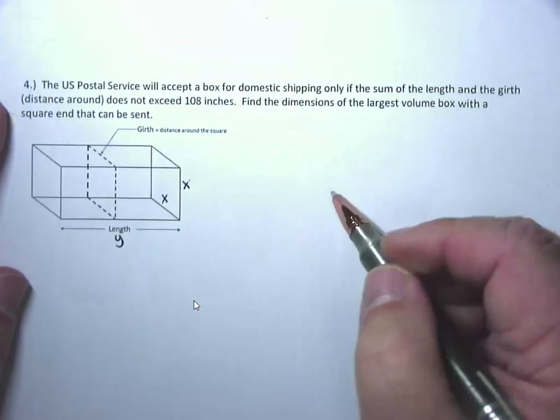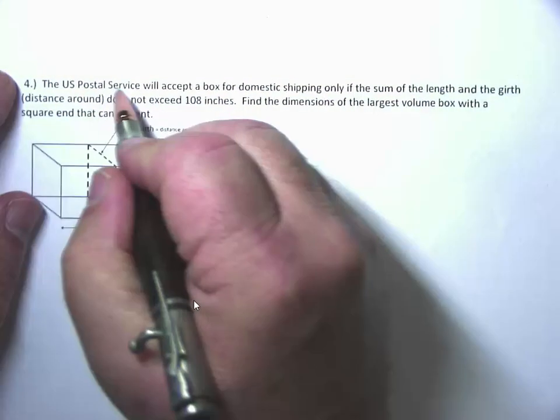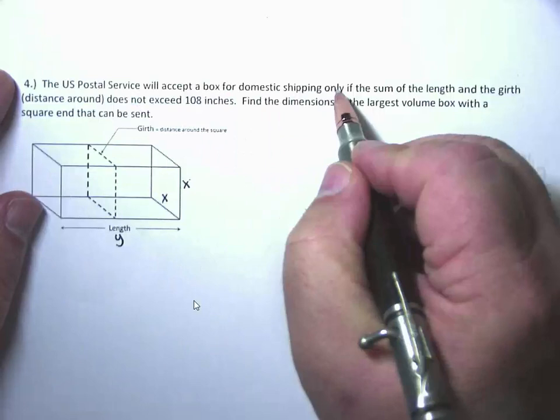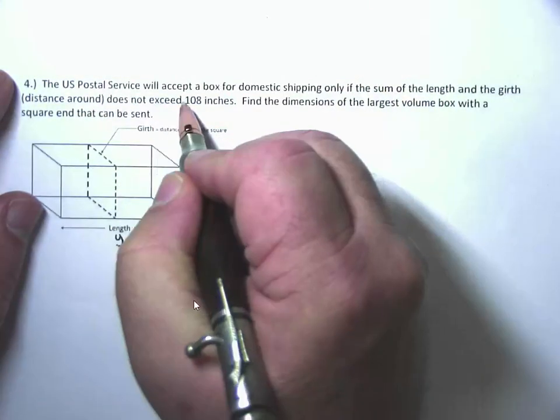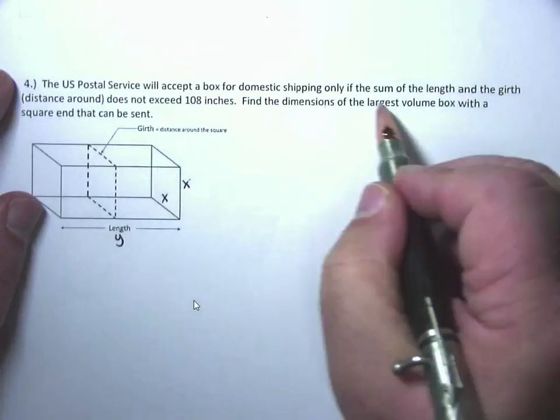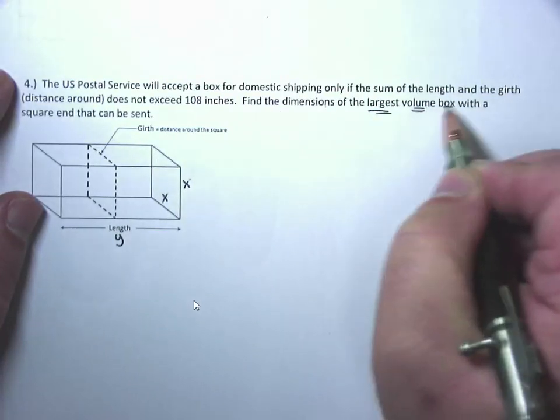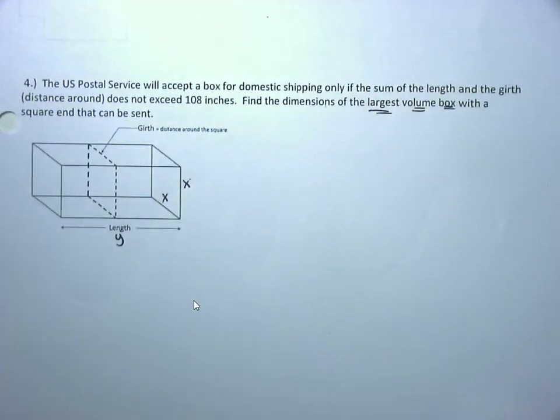All right, now, the U.S. Post Office will accept a box for domestic shipping only if the sum of its length and the girth does not exceed 108 inches. Find the dimensions of the largest volume box. Step 1, draw a picture, label it, and come up with the objective equation.